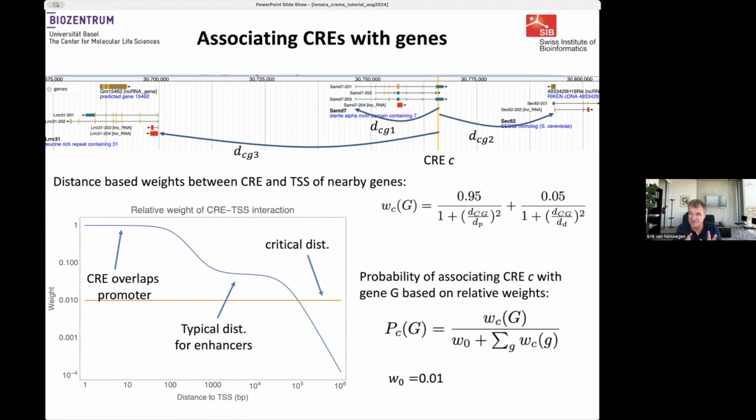This function basically says, if you're overlapping the promoter of the gene, we're fairly confident you affect this gene. If you're within up to 100 kb, there's a reasonable chance that you might affect this gene. And the closer you are, the bigger the chance that you affect it. But that's it. All it's going to do is give you for each CRE a ranked list of genes that we think might be regulated by this. So it is not an essential part of the fitting of the model in any way. It's just to help you interpret the results.